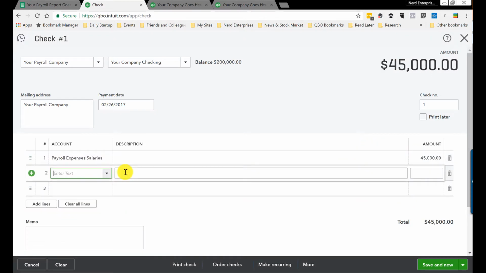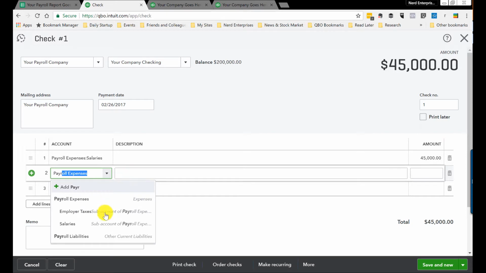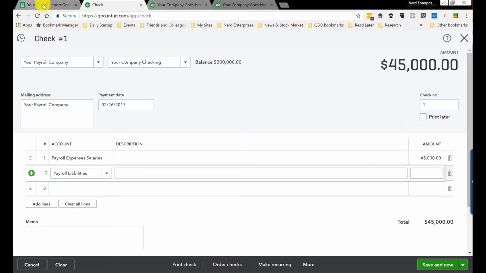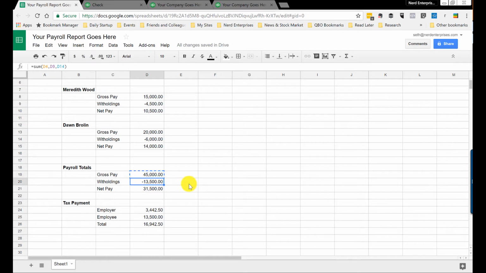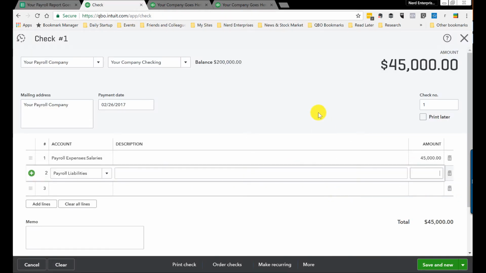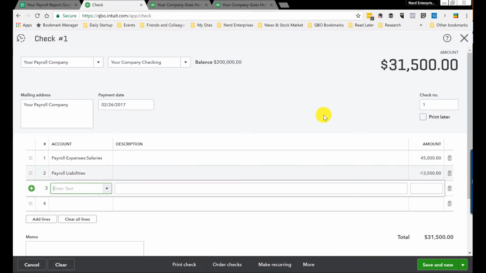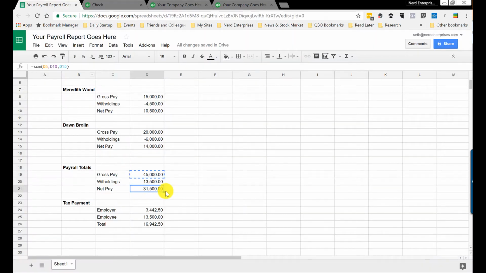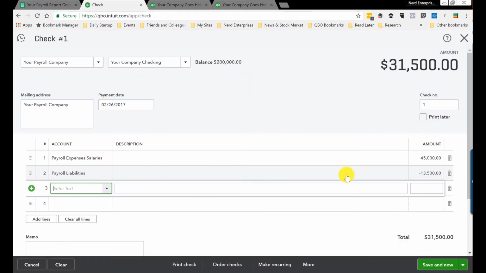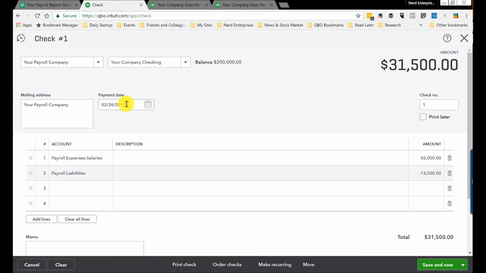Then we're going to have payroll liabilities. And what does that look like? Minus $13,500. Right, and again, this is just for each employee's withholdings totaled up. Right, so the net is $31,500. Always make sure that agrees. So on your payroll reports, you'll see this part of it, or the equivalent at the very bottom, where it usually will say something like payroll totals. Okay, so I record this, and today's payroll date, we'll just go with today's date, the day I'm recording this.